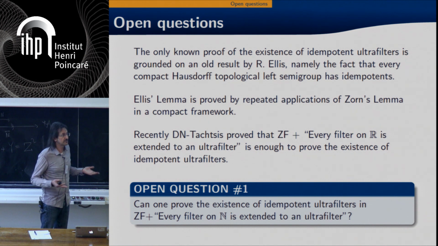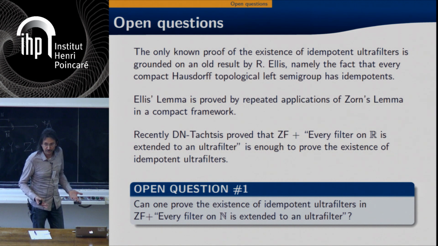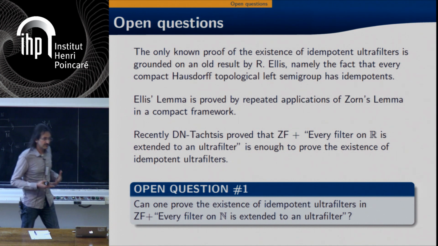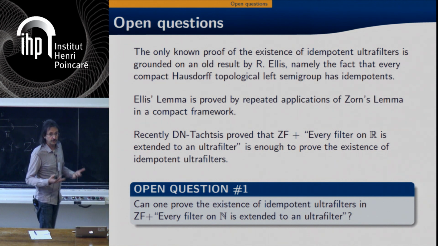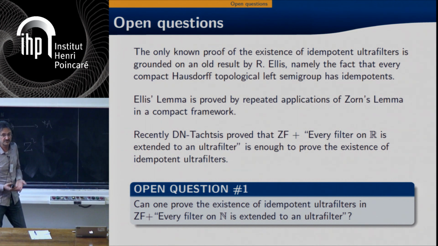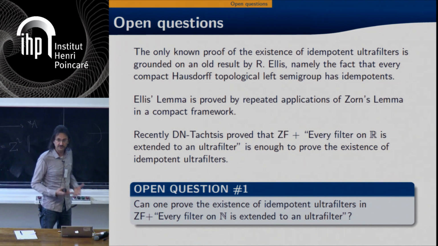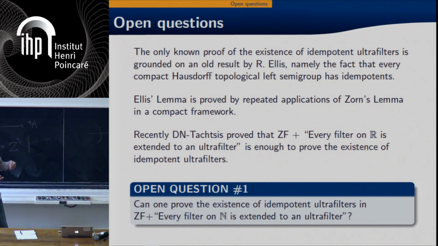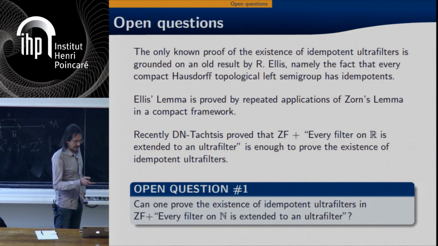Now, a natural question is, maybe just assuming that every filter on the natural numbers is extended to an ultrafilter is enough to prove the existence of idempotents. But let me mention that behind this, to me, the most important point should be to find alternative, genuinely different proofs of the existence of idempotents. Since they are such central objects, having only one single procedure to prove their existence, I mean, it's not a good thing.